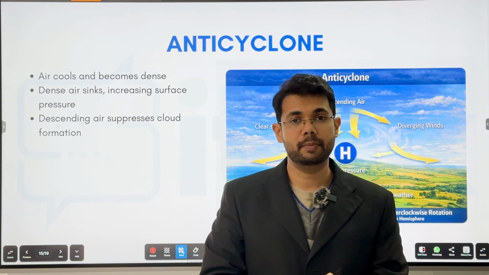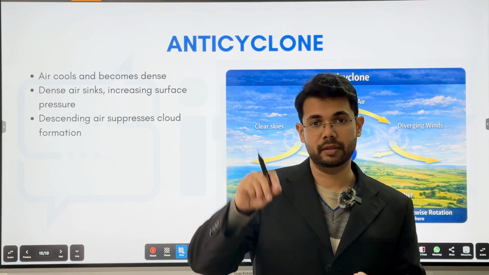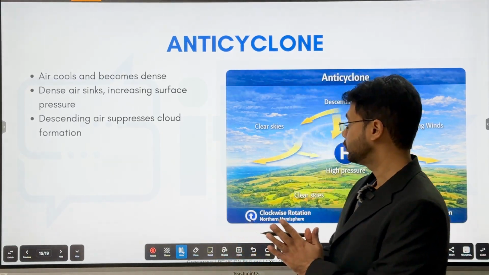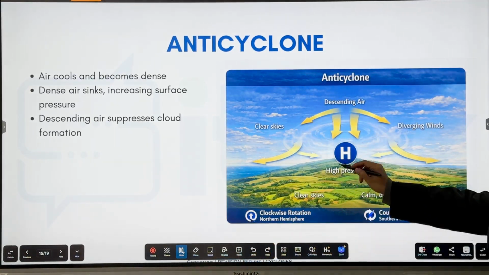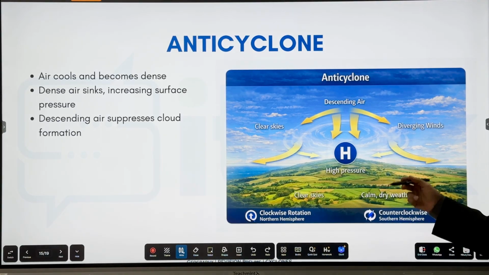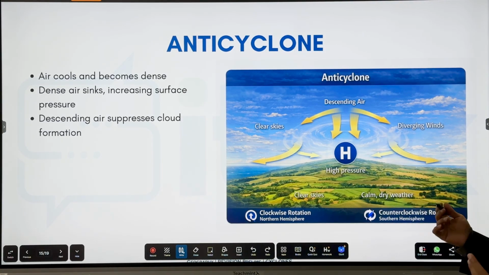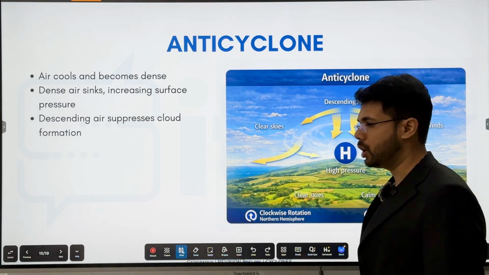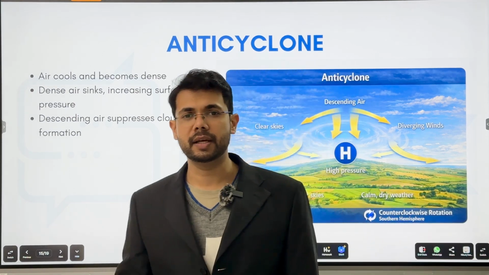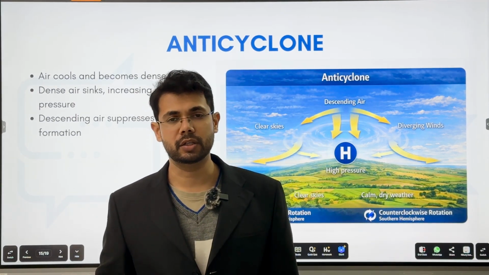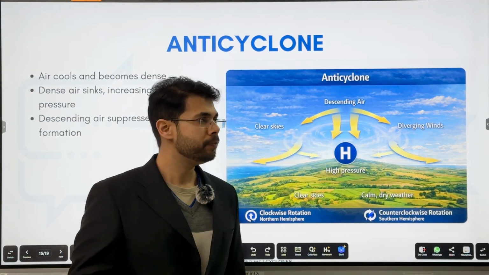Number two, there is a high pressure in between, within the trough, and winds are flowing out from there instead of getting inside. Winds are flowing out, and air cools and becomes dense. Nothing much. It is so calm and so peaceful that you might be currently under an anticyclonic condition and you won't even know about it.